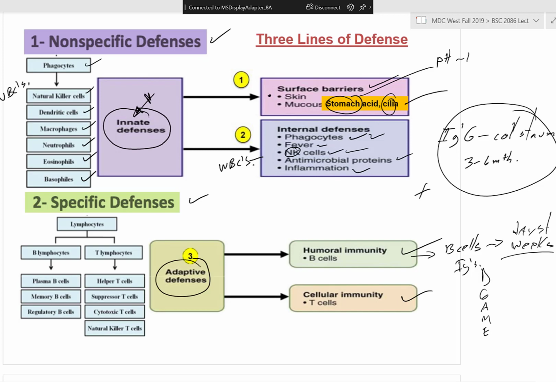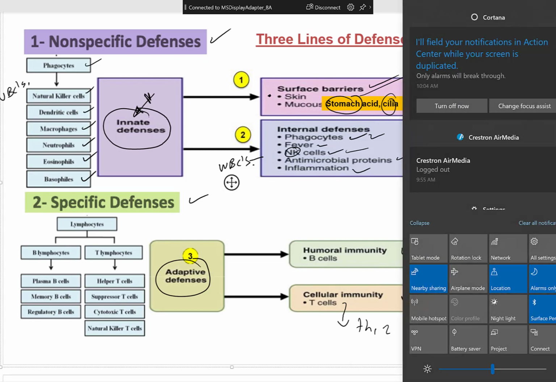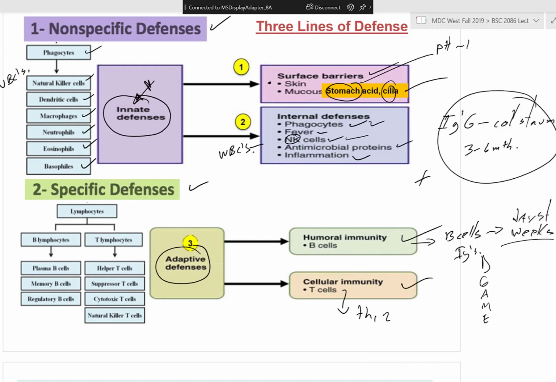Cellular immunity means that you bind directly to your cells. And most likely, that uses your T cells. What are your T cells? T helpers 1 and 2. What else? T suppressors and T cytotoxic cells, right? These are cellular immunity.